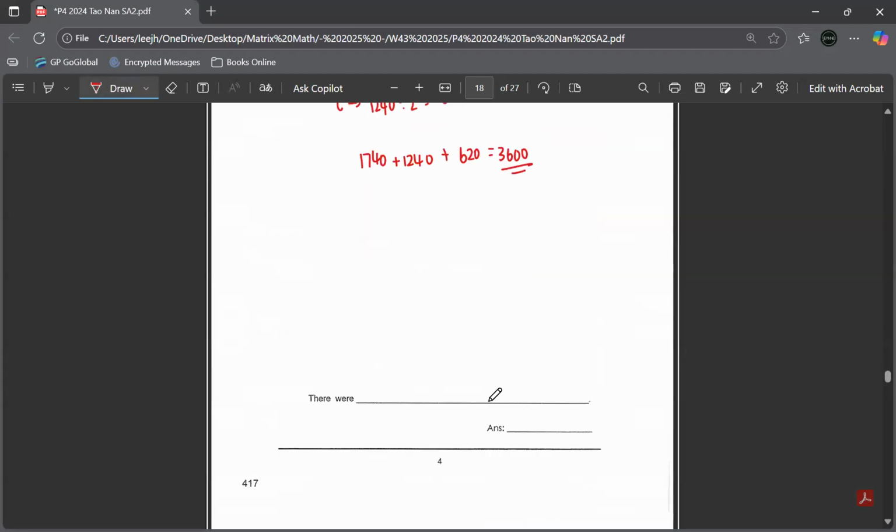Okay, so write down: there were 3,600 buttons in total. They want a statement, you just write down. Then fill out your answer.